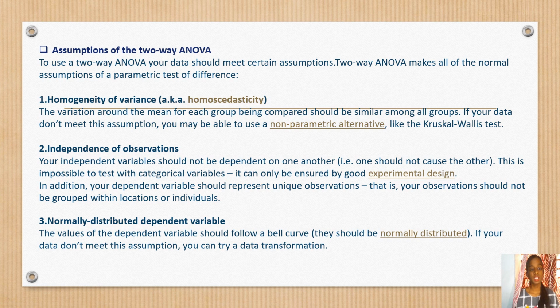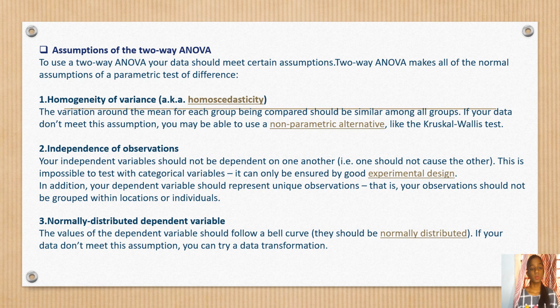The second one is independence of observations. Your independent variables should not depend upon one another. This is impossible to test with categorical variables and can only be ensured by good experimental design. In addition, your dependent variable should represent unique observations. That is, your observations should not be grouped within locations or individuals.